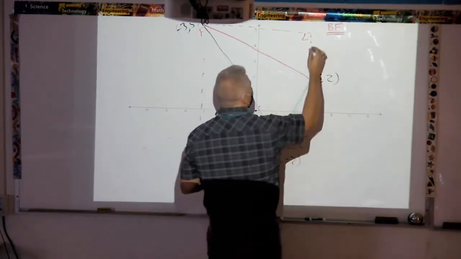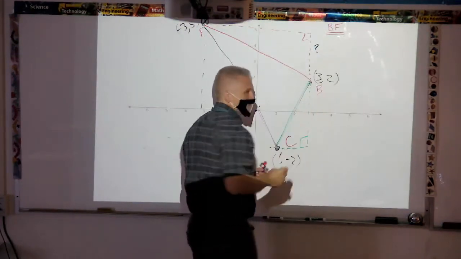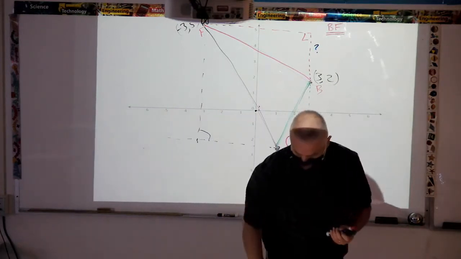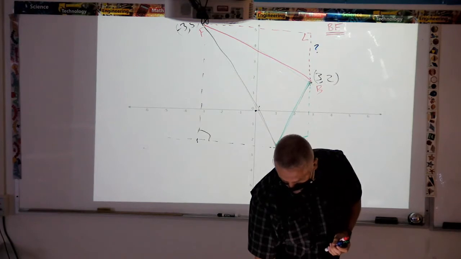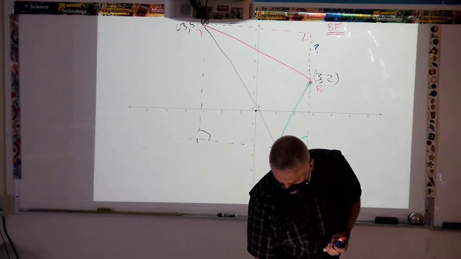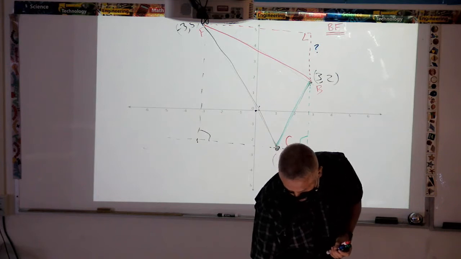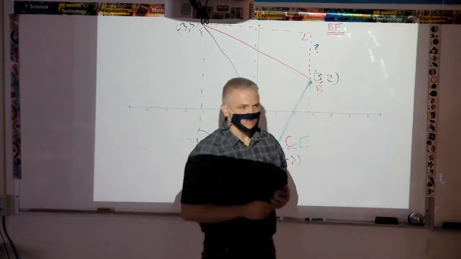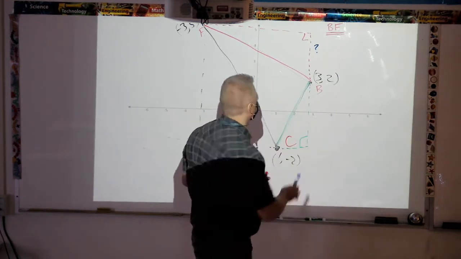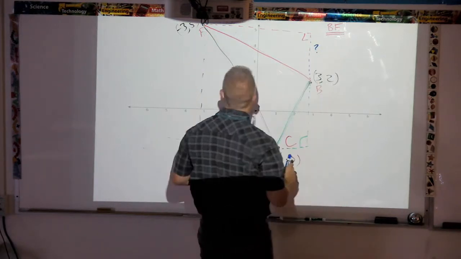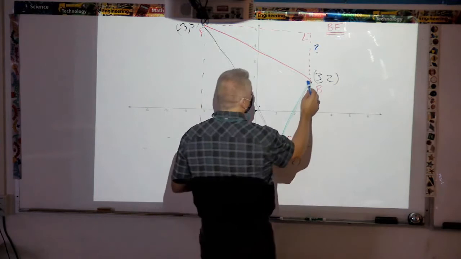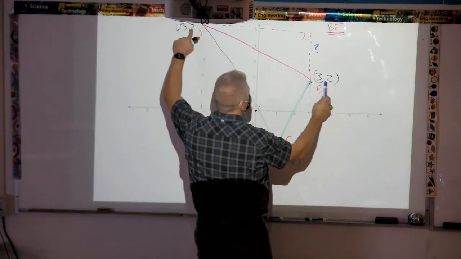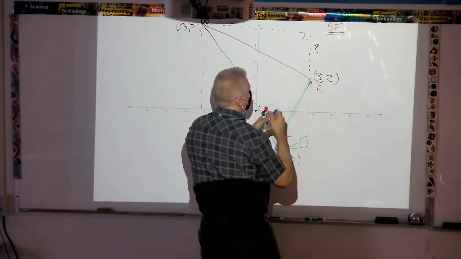So I want to know, how long is this leg right here? You can go ahead and count it if you wish. Anybody got it? Steve, you have it? From here to here? That's 3, sure. You can just count on your grid, or you can say from 2 up to 5 is 3. So this is 3.